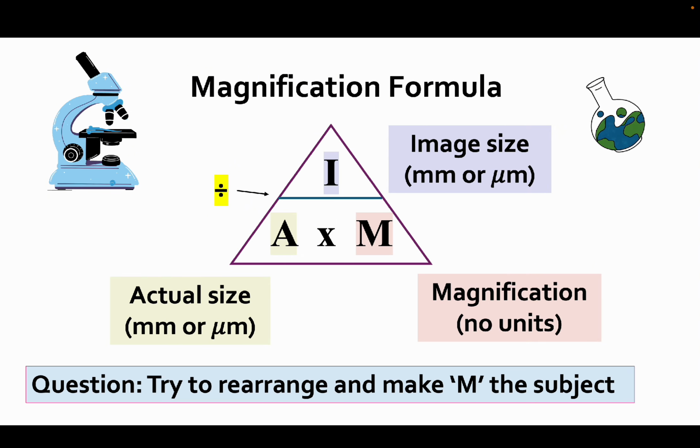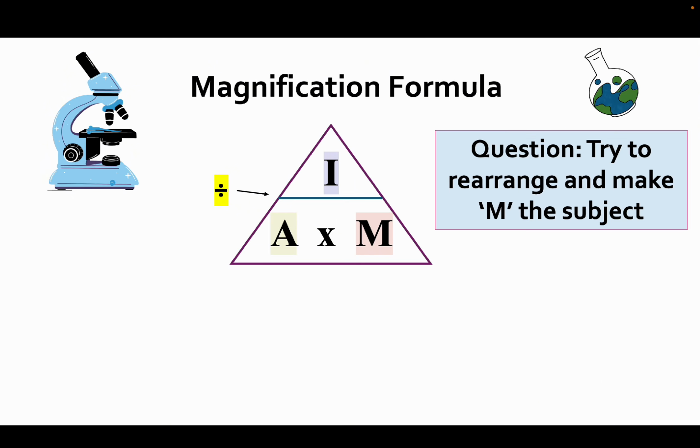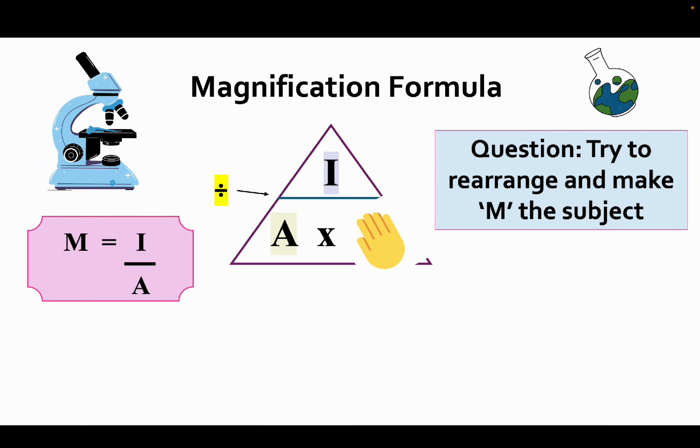Let's try a question. Try to rearrange and make M the subject. Feel free to pause the video. No, I have not gone MIA on you, but that is actually the answer. All you need to do is cover up the one you're looking for. In our case, that's the M. And we're left with I divided by A. M-I-A.